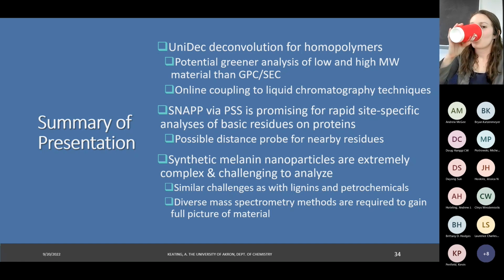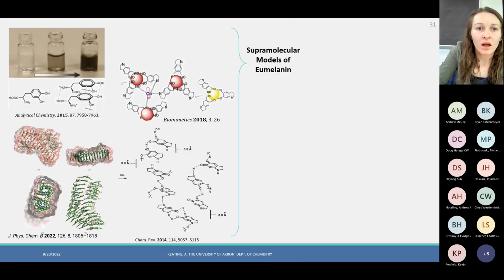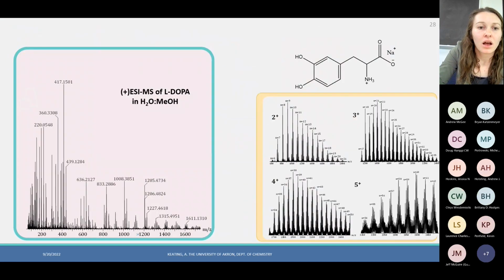I do have a question myself just about the ESI-MS spectrum of the L-DOPA. Does it change over time? Do you have different adducts over time? If you infuse at the beginning and then wait for an hour, do you have the same adducts being detected, or is it getting more and more complex because you have some oxidation induced by ESI or in solution?